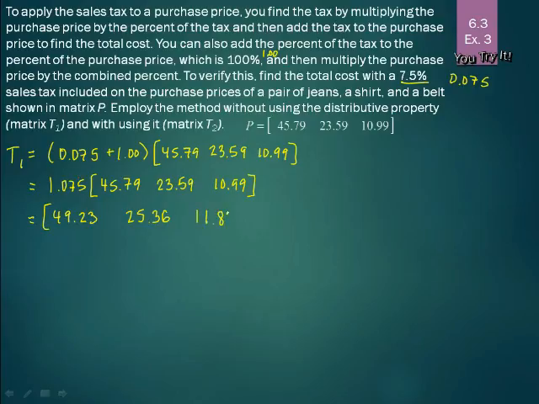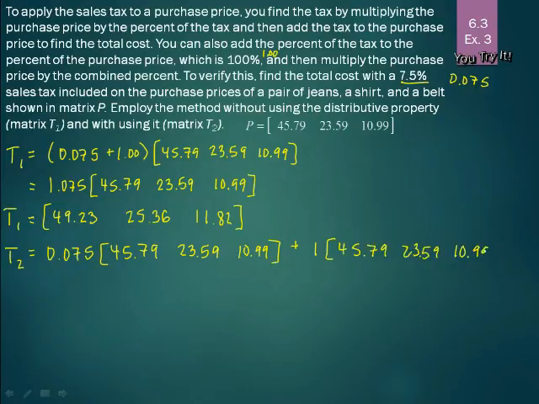And then the third one, I'm just using a calculator for these, 1 and 75 thousandths times 10 and 99 hundredths is 11 and 82 hundredths. And then to do this with distributing, we could use the same idea that we could first multiply by the sales tax and then add the regular purchase price. So that would be distributing separately instead of adding those two percentages first. So we could take the sales tax and multiply it by the original prices, and then add 1 times the original prices.